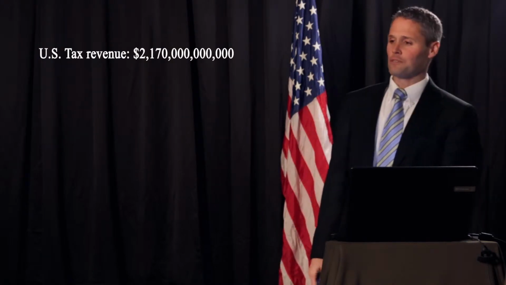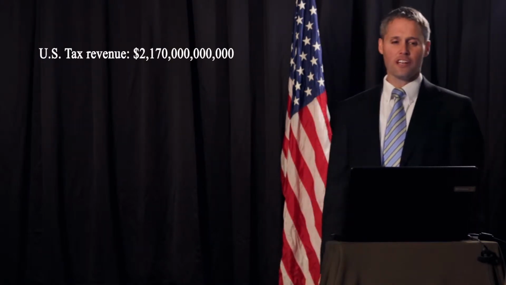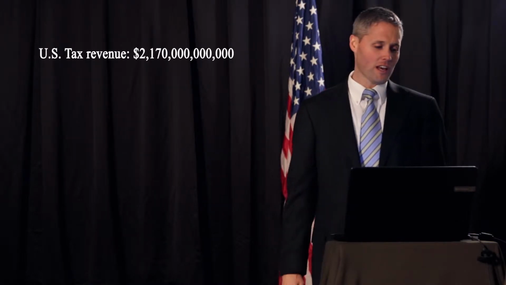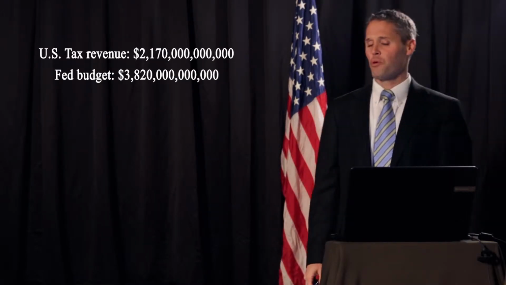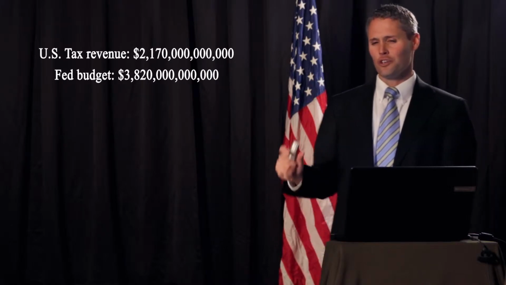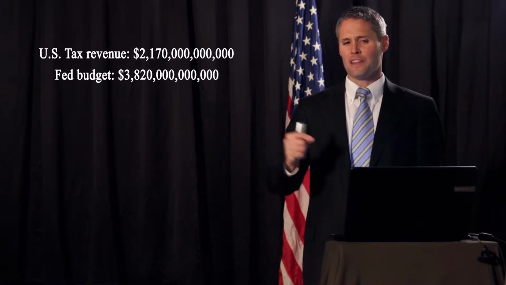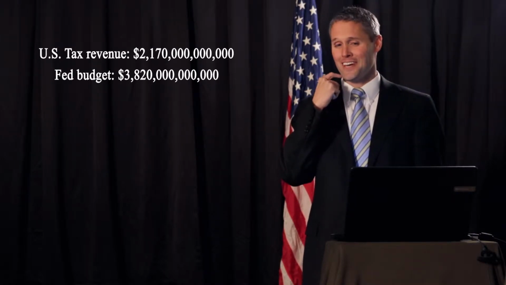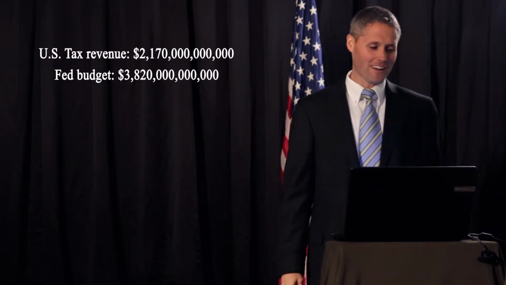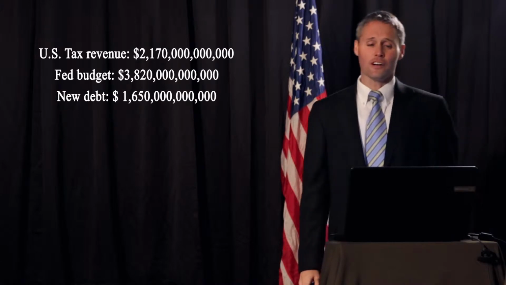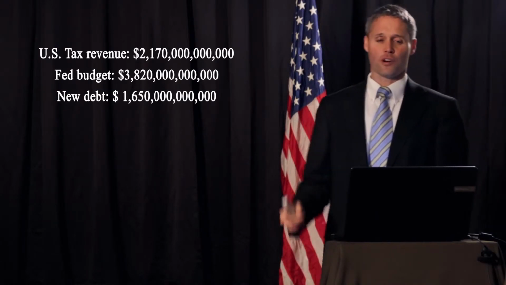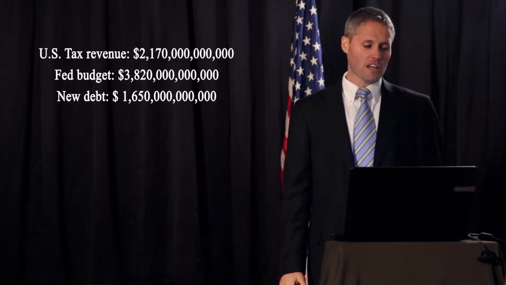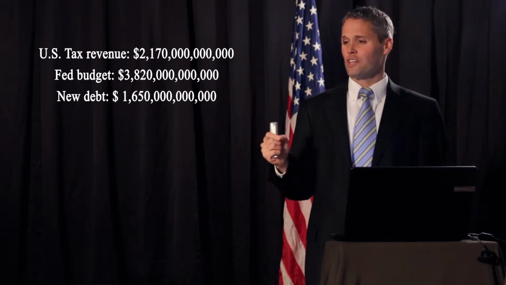U.S. tax revenue, $2.17 trillion, okay? That's what $2.17 trillion looks like. The federal budget is $3.8 trillion. You should notice right away there's a problem. We spend 3.8, we take in 2.17, okay? There's a little bit of a deficit there, isn't there? So the new debt every year is $1.65 trillion, and of course those numbers have grown. This information is about 2 years old, like I said, okay? So $1.65 trillion in new debt.